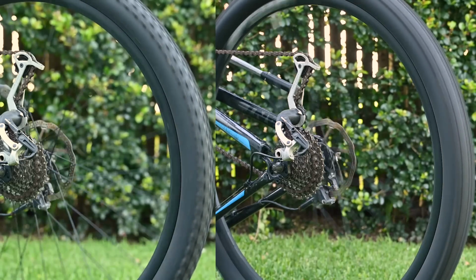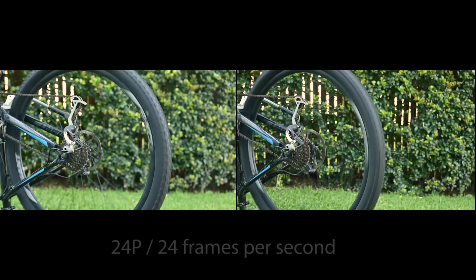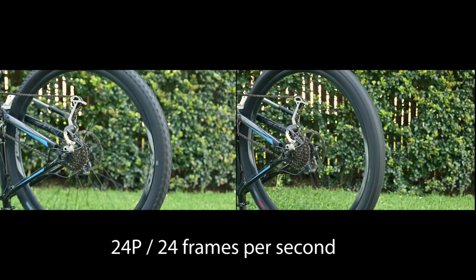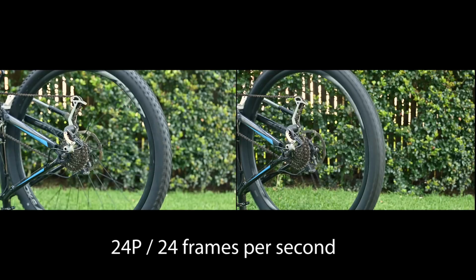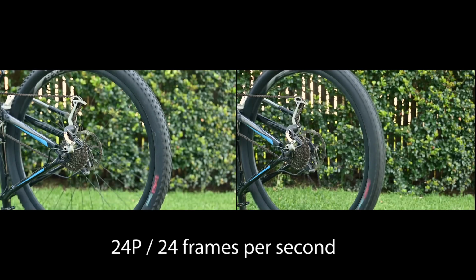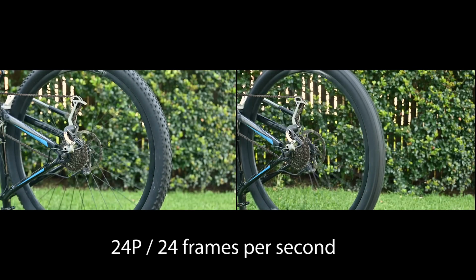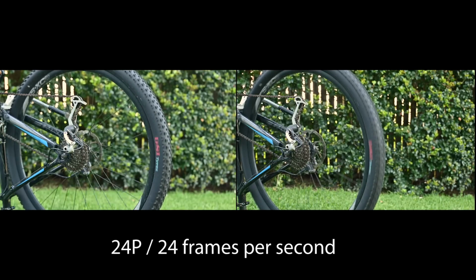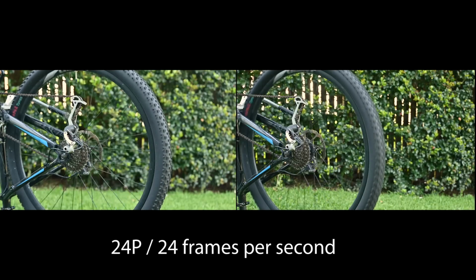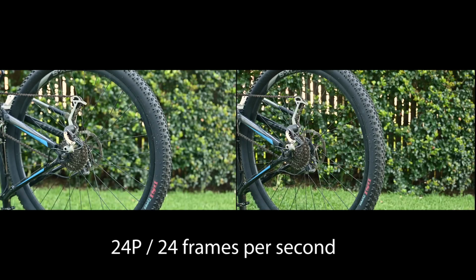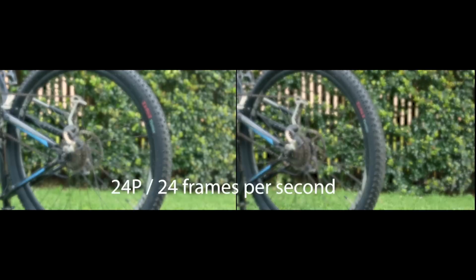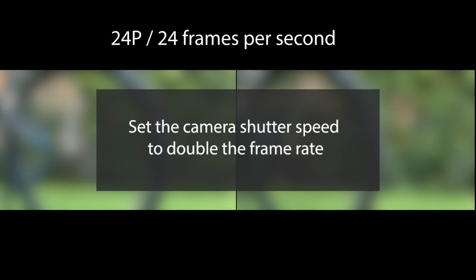Now both of these clips are shot at a frame rate of 24p or 24 frames per second. This is industry standard and can help give your movies the cinematic Hollywood look and capture realistic looking blur when shooting movement. Now the reason these two clips look so different is down to the camera's shutter speed, which is different to frame rate. The recommendation is to set the camera's shutter speed to double the frame rate.